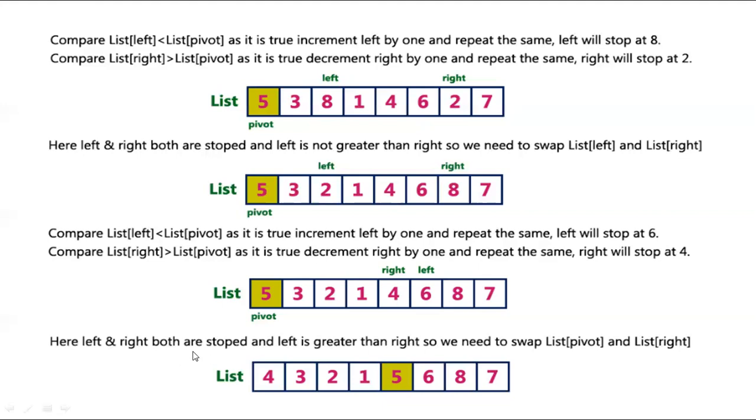Here left and right both are stopped and left is greater than right. So we need to swap list of pivot and list of right. List of right equal to 4, then pivot. We need to swap it. Clear? After swapping, we will get in the array or list elements 4, 3, 2, 1, 5, 6, 8, 7.